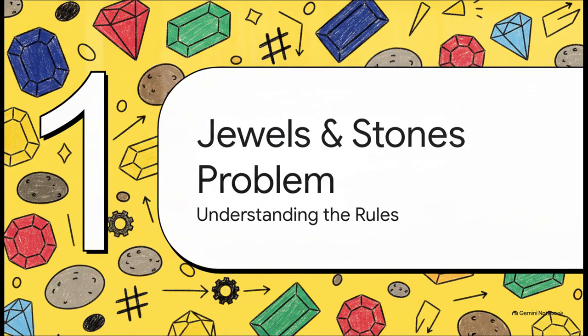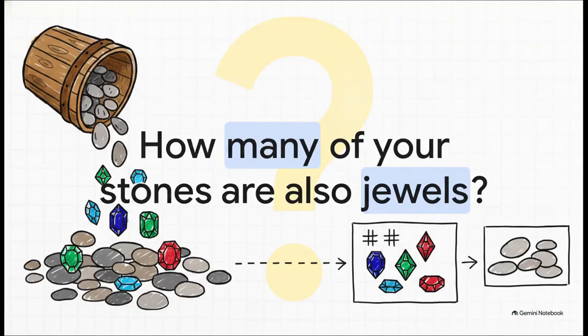All right, let's get into section 1, the Jewels and Stones problem, understanding the rules. Okay, before we write a single line of code, we need to establish the basic premise and the constraints we're working with. So here is the core objective. How many of your stones are also jewels? Just picture this. You've got this big bucket of rocks, and you need to figure out which ones are actually valuable gems. In programming terms, you're just handed two text strings.